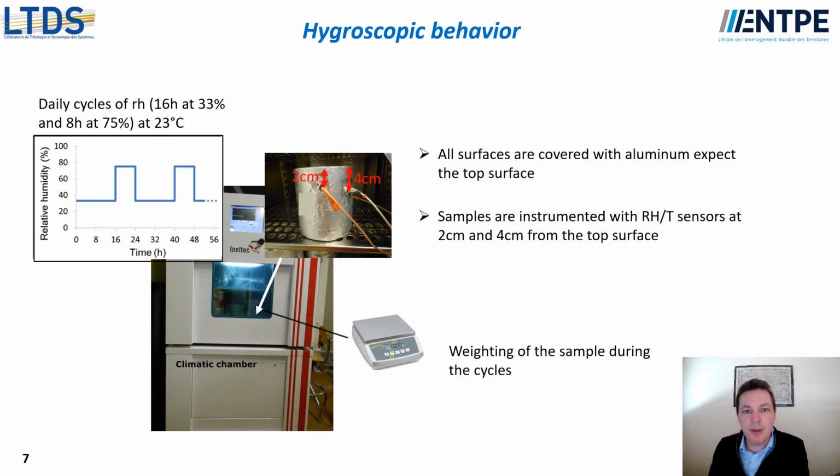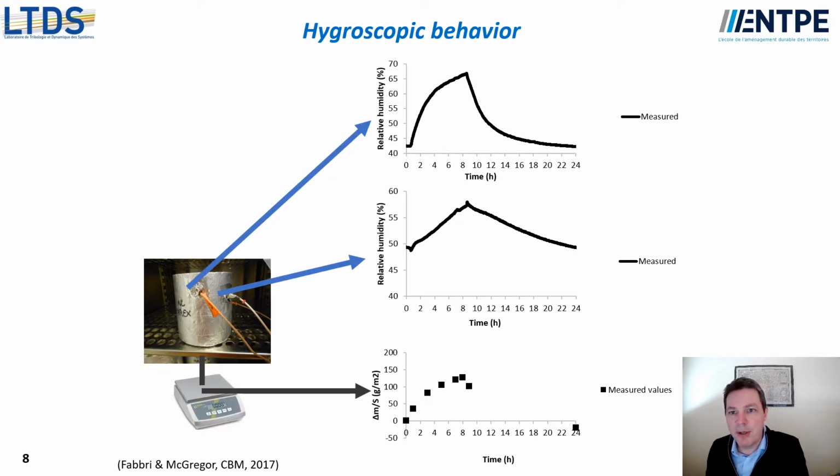To analyze that point, we have made a test where we have put a sample in a climatic chamber and we have made some cycles of relative humidity between 33% and 75%. During this cycle, we have measured the mass of the material and we have measured the relative humidity within the sample at 2 cm and 4 cm depth in order to see the progression of water vapor through the material. And this is the result obtained. This is the variation of relative humidity at 2 cm depth, the variation of relative humidity at 4 cm depth, and this is the mass variation of the sample.